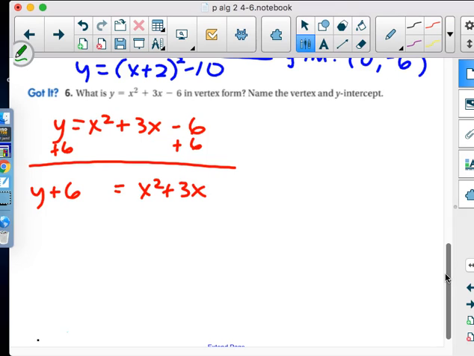B over 2 squared. This one's going to be a little tougher. Going to have a little fraction action. We've got a 3 here. I heard somebody say it, though. 9/4. Yeah, 9/4.